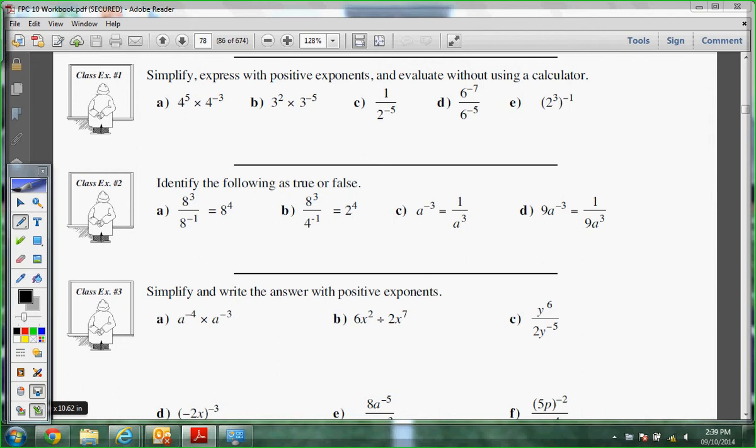Okay, so 4 to the 5 times 4 to the negative 3. We still have our same exponent laws, which means we add. So it's going to be 4 to the 5 plus a negative 3. Well, plus a negative is the same thing as subtraction. So this is going to be 4 squared. 4 squared we know is 16.